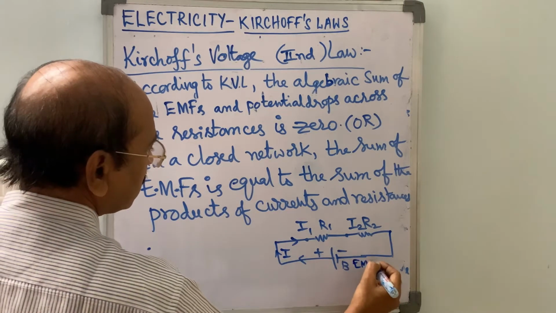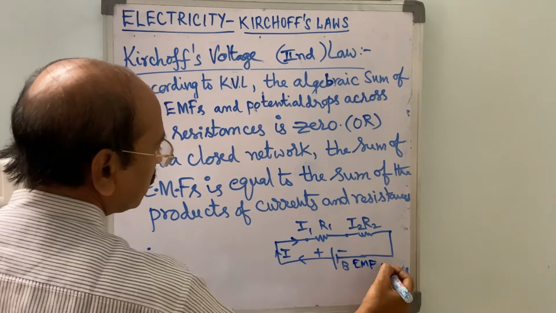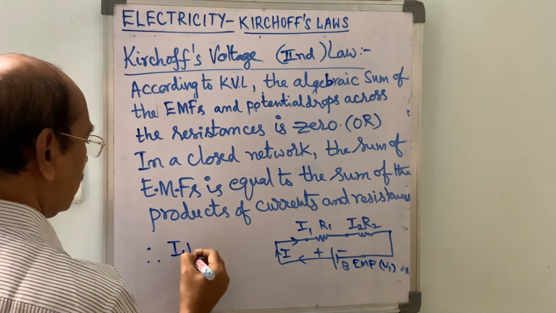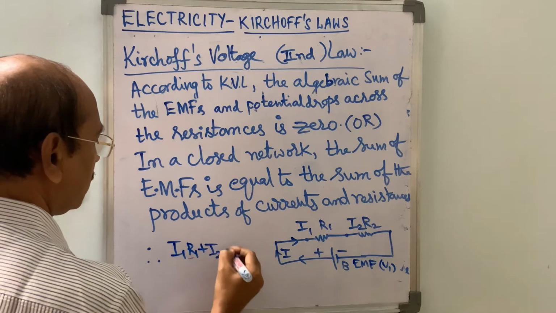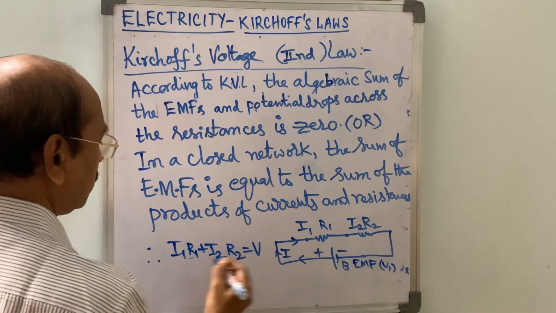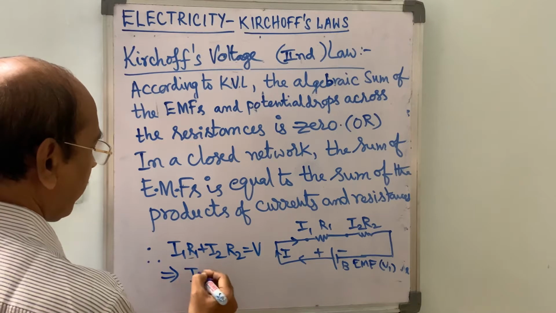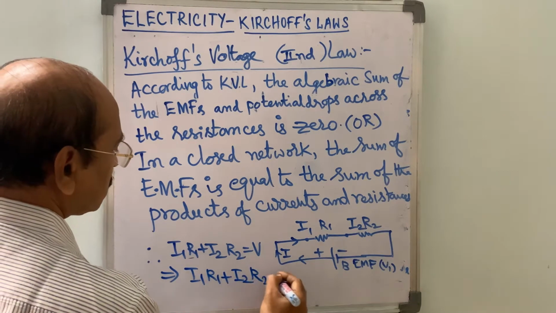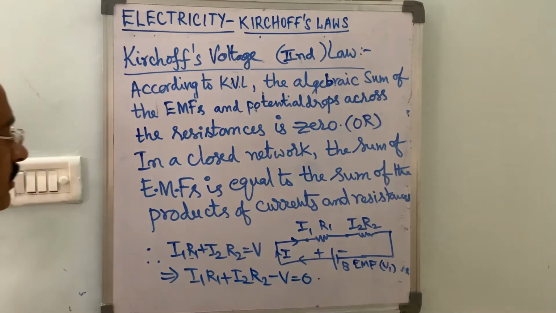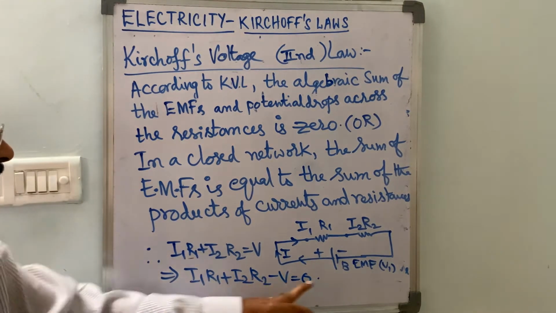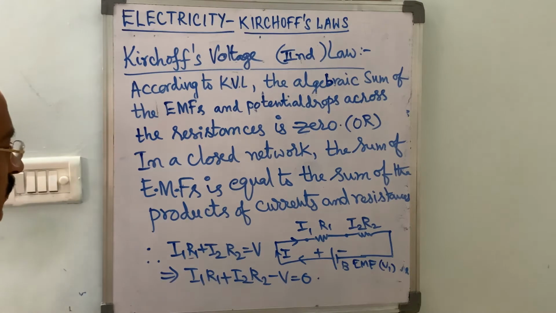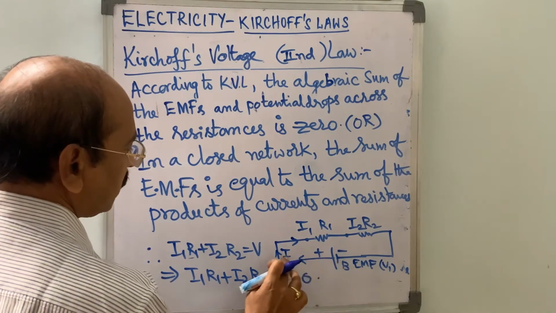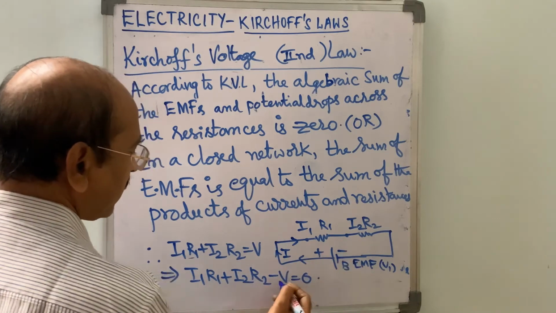With battery voltage EMF V1, then I1 R1 plus I2 R2 is equal to V. According to the first statement, that is I2 R2 minus V equal to 0, V equal to IR, which is due to the battery, where the resistance of the battery is R.